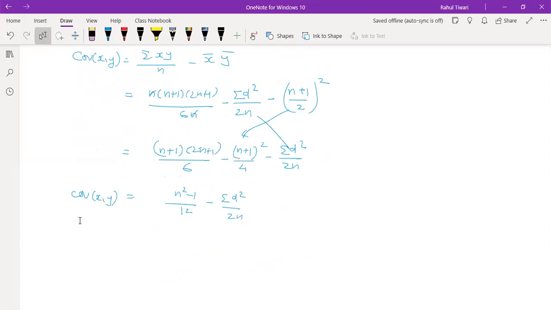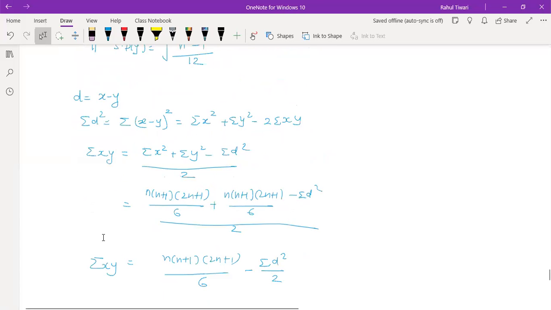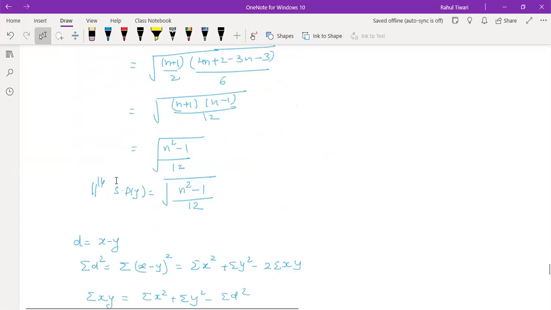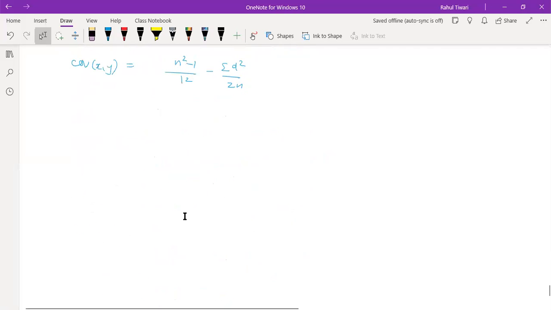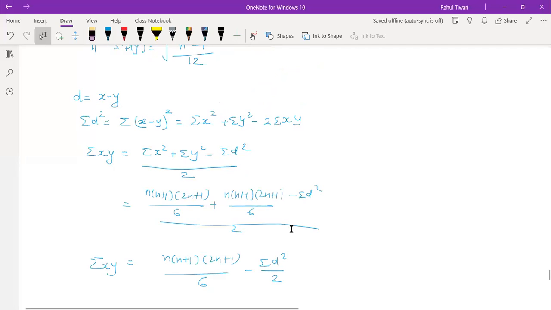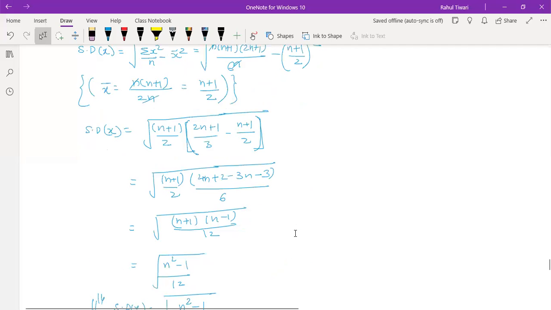And once you have the covariance and the standard deviation of x and standard deviation of y, you can use the formula for correlation. So I will give some labels. Let's say this is 1.